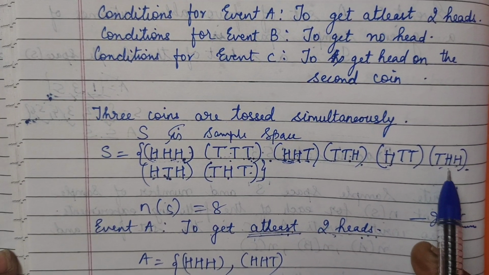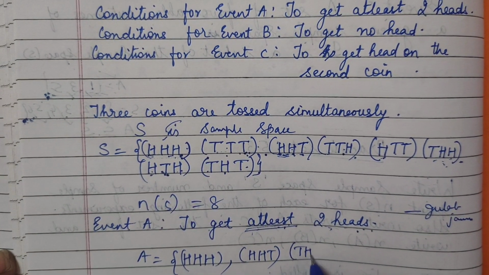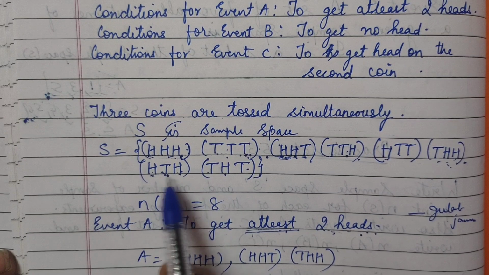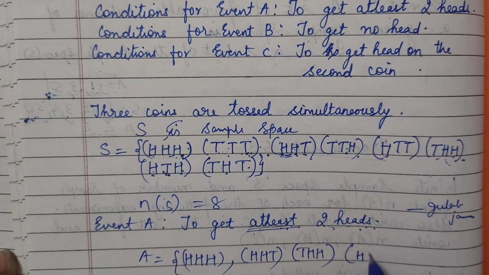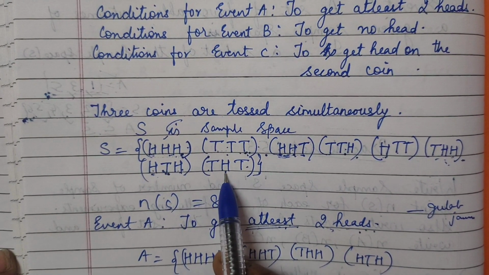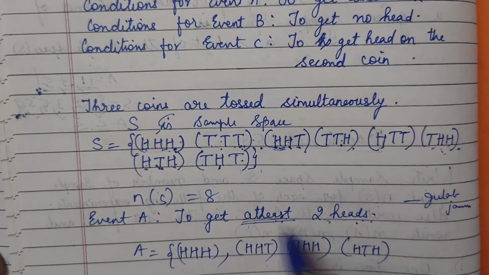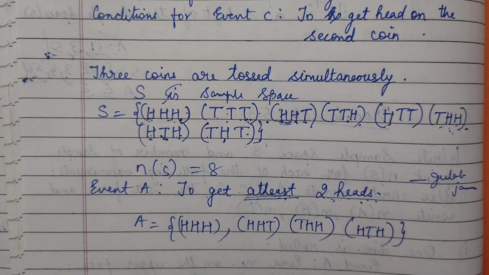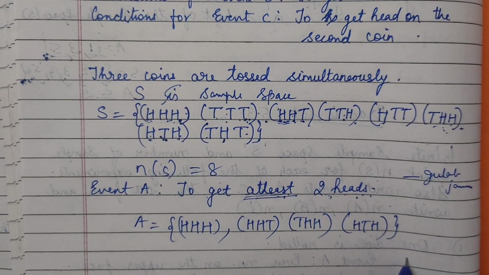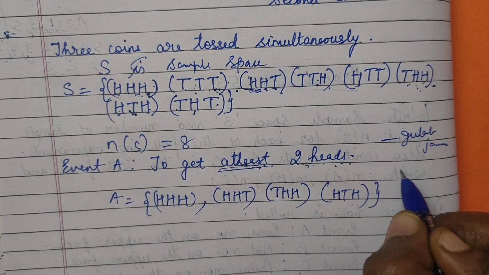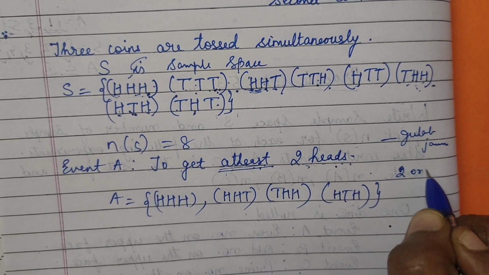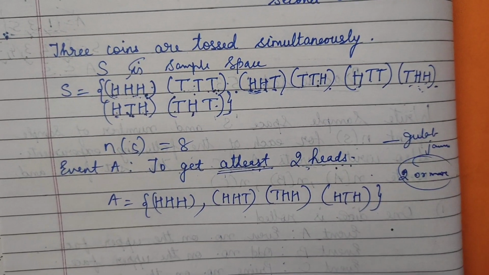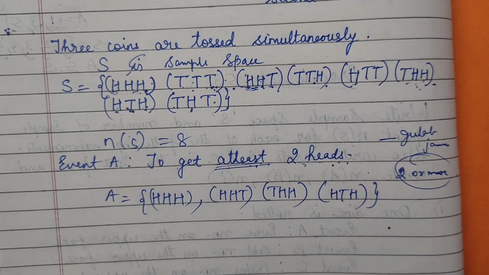So here also H, so THH, and here also there are 2 heads, right? HTH, और यहाँ पे नहीं, एक ही हेड है. So when it is said at least 2, तो 2 से ज़्यादा भी चलता है. Okay, at least 2 means 2 or more will do. This is the understanding of at least.